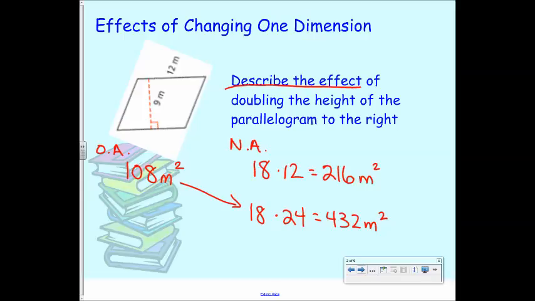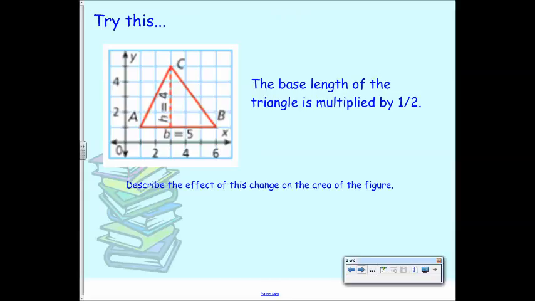So you've got to actually describe in words what happened to the old area, new area, when you change the dimension. Okay, so this shape is what? A triangle. The base length of the triangle is multiplied by half. Describe the effect of this change on the area of the figure. So before I figure out what the new area was, what do I need to do first? Find out the original area, right? So the original area of this triangle, what's the base of the triangle originally? 5, and the height is 4.